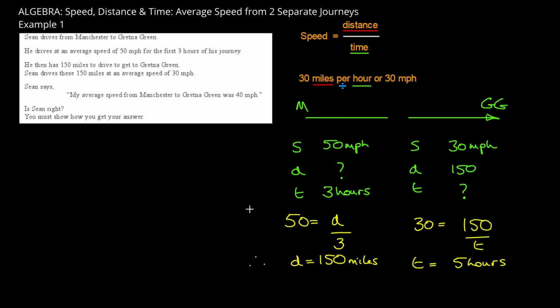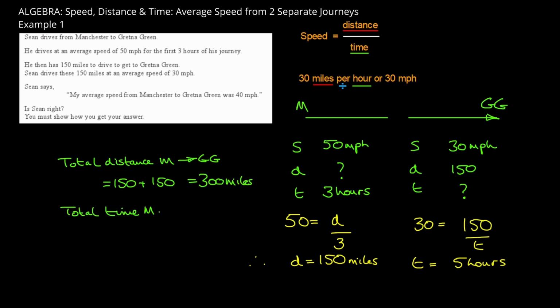Okay, so we've filled in the blanks. We now know that the total distance from Manchester up to Gretna Green is equal to the distance here, which is 150, plus another 150, which is equal to 300 miles. Total time from Manchester up to Gretna Green is equal to, we've got 3 hours here and 5 hours here, so this is equal to 3 plus 5, which is equal to 8 hours.